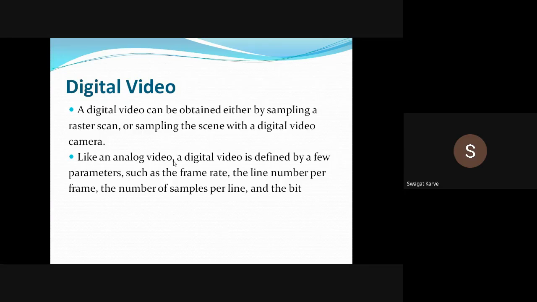But in digital, which parameters are we using? Frame rate, line numbers per frame, number of samples per line, and the bits used. In analog there is no bit concept, it's an electrical signal, so normally we use frequency and amplitude, those analog parameters. Then bit depth denotes the number of bits used to represent a pixel value.